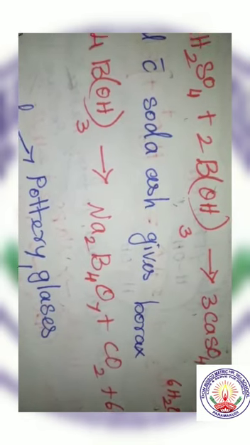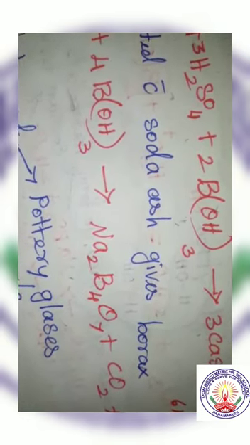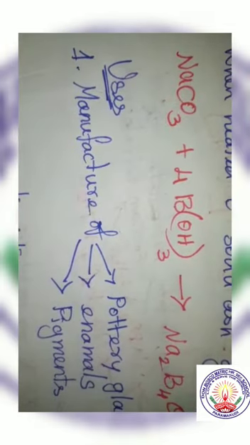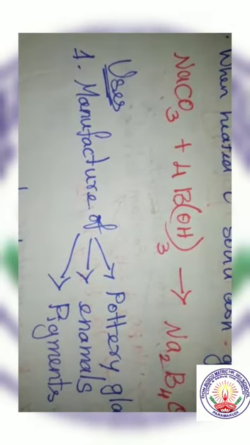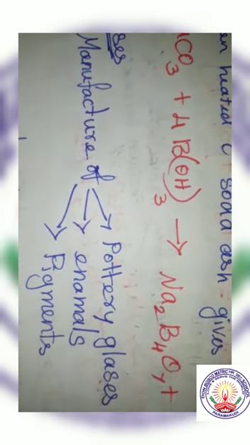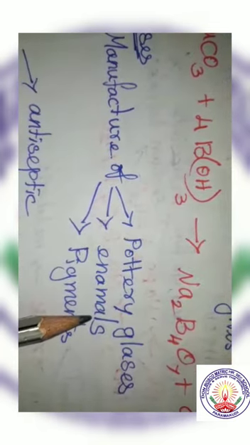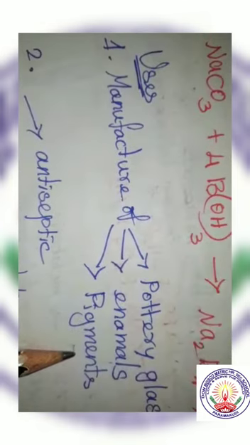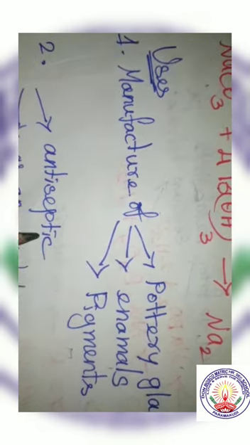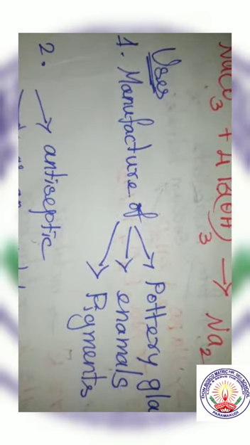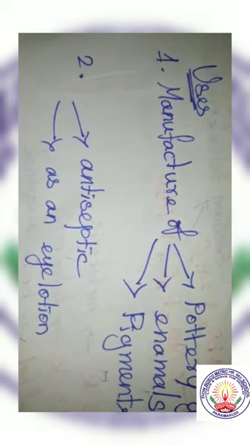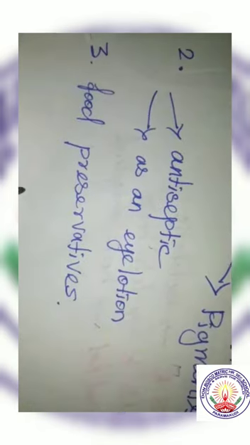The last one is uses. Uses of boric acid. So this boric acid is used in the manufacture of pottery, glasses, enamels, pigments. Its second use is as an antiseptic and as an eye lotion, and again it is used as a food preservative.